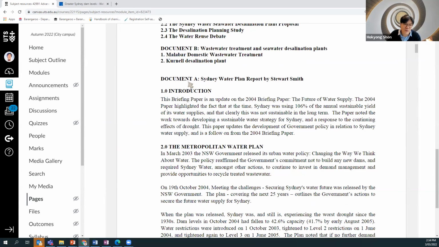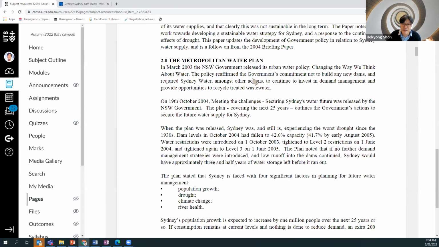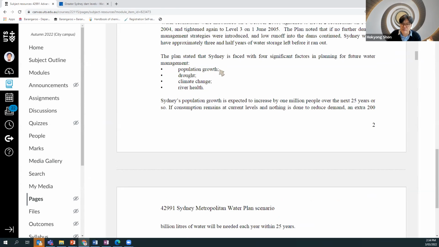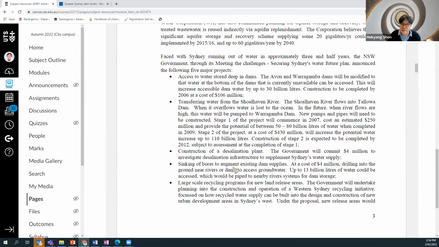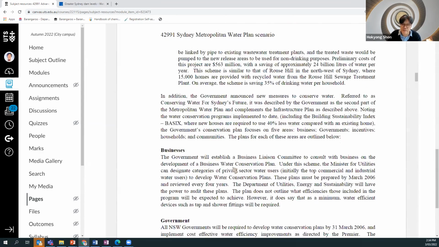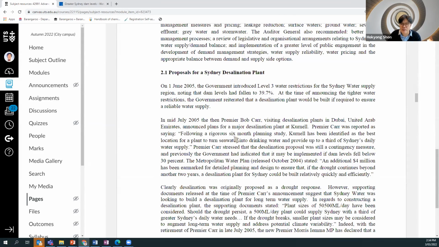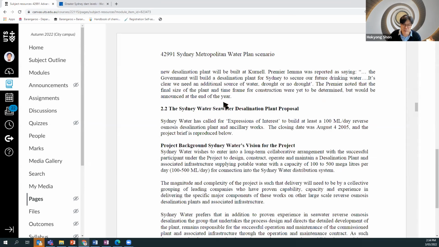So you can go through document A. What's the background of the Sydney metropolitan water planning? We have a problem of water because of population growth, drought, climate change, and river flow. So we need to have some planning to make sure of our sustainable water resources. So that's all about this scenario. This will give you why you are designing your Sydney desalination plant, why we need a wastewater recycling plant, and how much we can cover for your required water quantity.